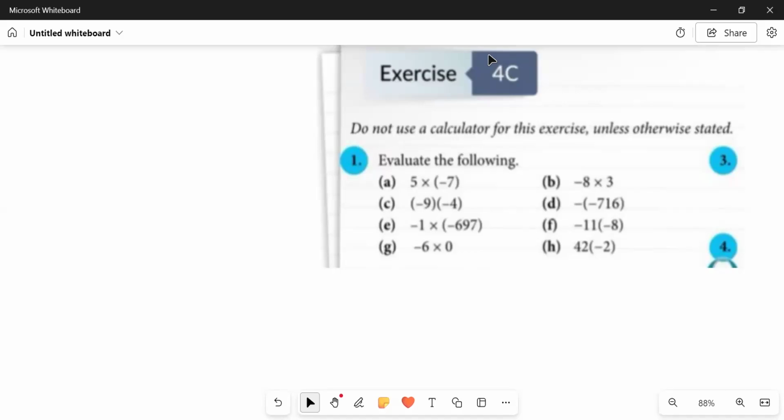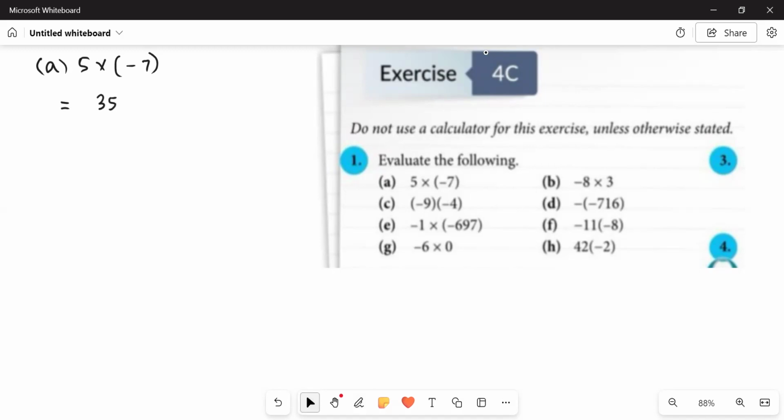All we need to do is multiply the integers as we used to do while multiplying whole numbers. It's the same way we have to do it here. So part A is 5 multiplied by minus 7. We will just multiply 5 by 7 and we will get 35. Then we are going to multiply the signs as well.